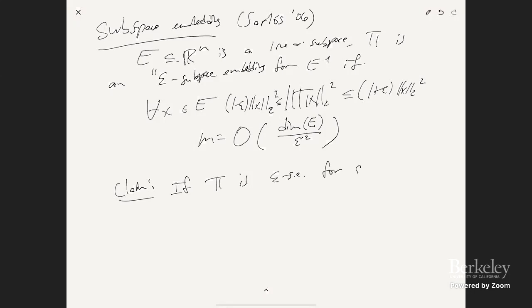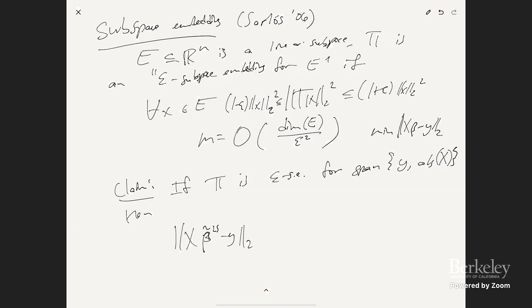for the span of y as well as the columns of capital X, remember we're trying to minimize X beta minus y. Then if you look at X beta tilde LS minus y, it's almost optimal. It'll do almost as well as the true least squares optimal point. And this has a one-line proof, which I'm not going to do now because I don't have time.